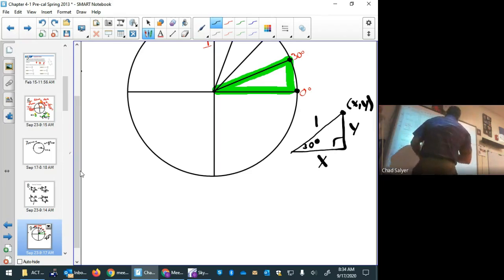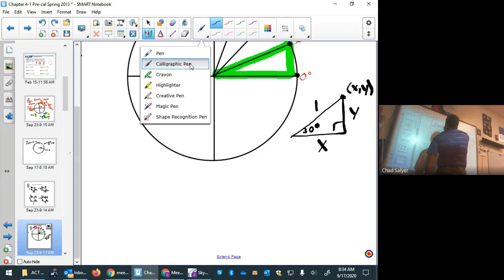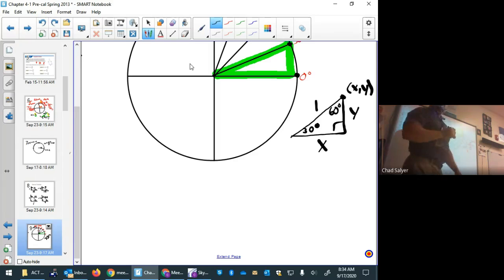Now, I know some things about this triangle. First of all, this is 30, and this is 90. What does this angle have to be? 60, indeed. They have to add up to what? 180. Yeah. Come on, you guys remember that. So we've got a 30, 60, 90.